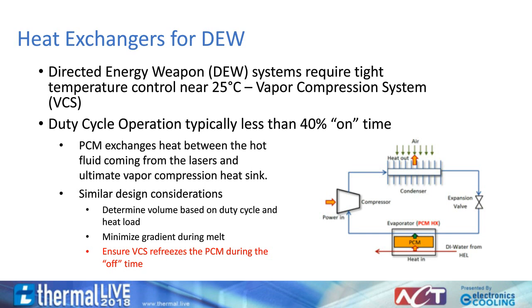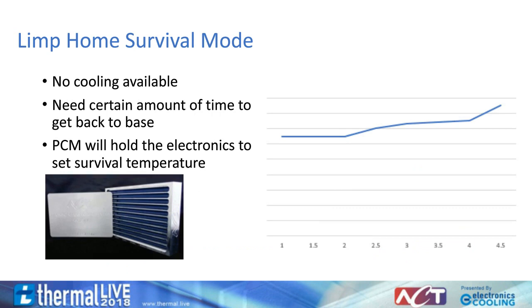The final example is a safety mode, or limp home survival mode. In this case, the PCM is used as a backup cooling system if the design loses cooling. Here, a PCM heatsink is designed to absorb thermal energy during the 30 minutes it takes for the design to return to a home base. As the critical components lose their cooling, their temperatures will rise, as seen on the graph to the right. The PCM will begin to melt and absorb the thermal energy so the components do not fry as the design returns to its base.